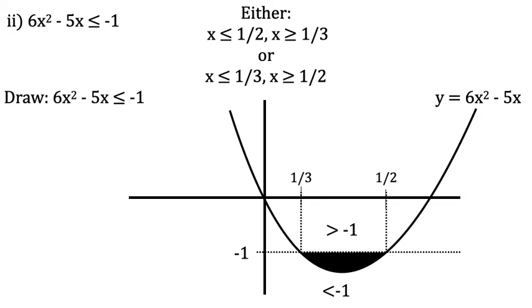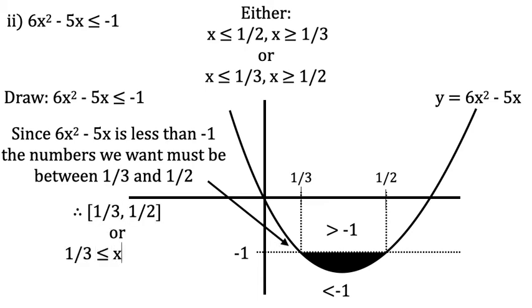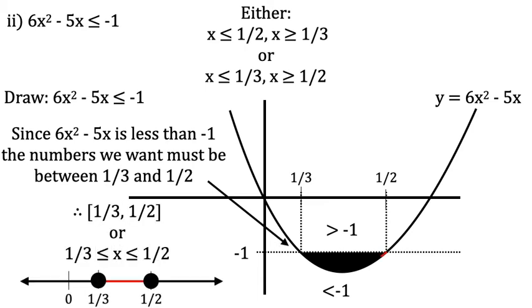1. Since 6x squared minus 5x is less than minus 1, the numbers we want must be between 1/3 and 1/2. Therefore, we would have bracket 1/3 to 1/2 end bracket, or 1/3 is less than or equal to x, which is less than or equal to 1/2.